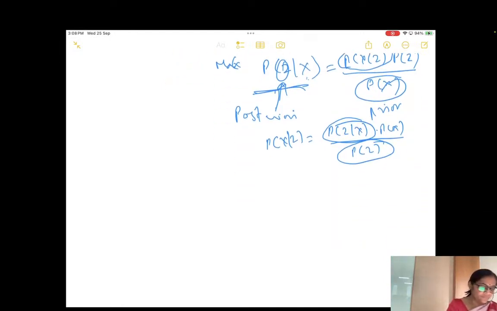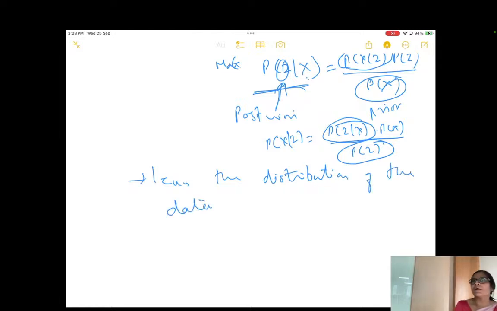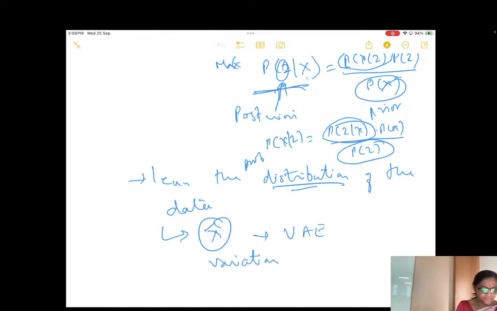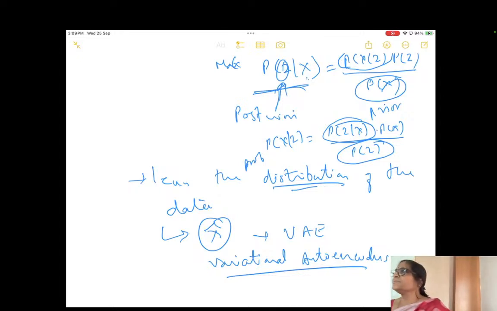If you learn the distribution of the data, a probabilistic distribution of the data, and incorporate it in the estimation of X cap, then it is called VAE, which is variational autoencoders.